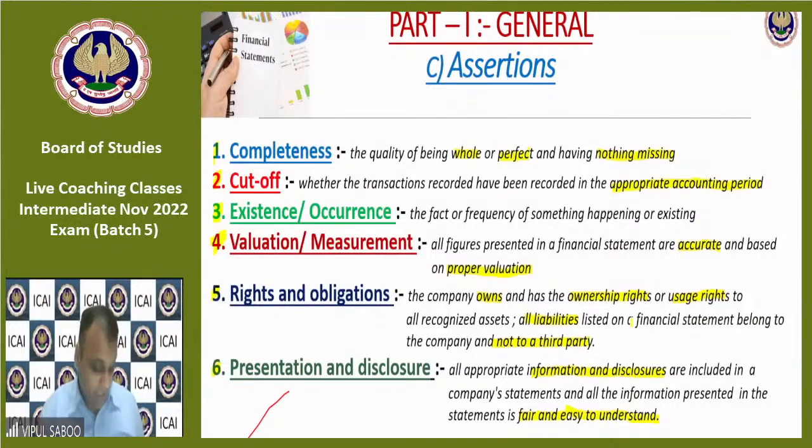Okay, next assertion. Sales shall include the dispatch of goods made at the year end as they belong to the relevant period. Only one person has answered till now. What happened to the rest? Sales shall include the dispatch of goods made at the year end as they belong to the relevant period.